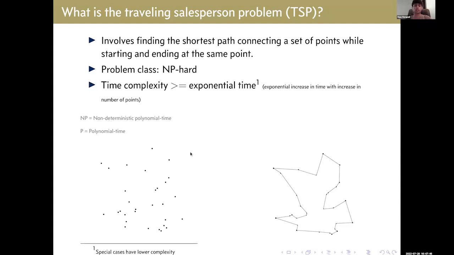So the TSP belongs to a problem class called NP-hard, which generally means that the time complexity of this problem is greater than or equal to exponential time. This means that with a small increase in the number of points, you see an exponential increase in the time to find an optimal solution.